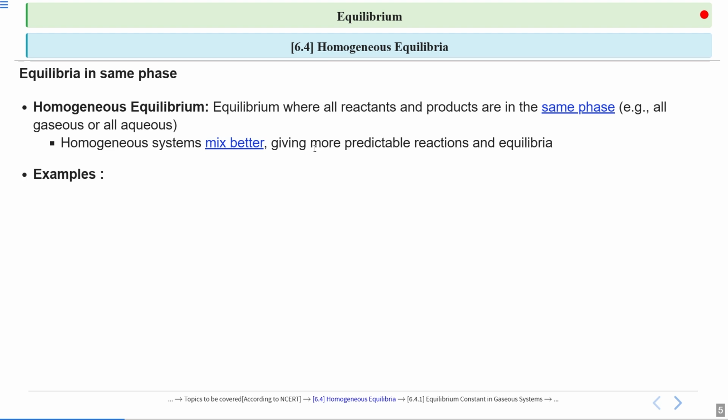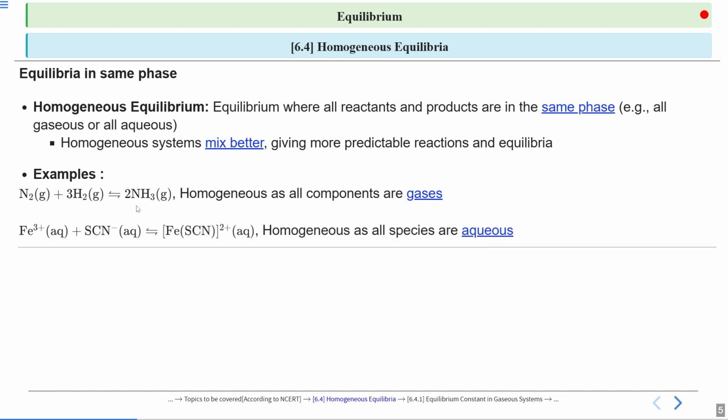What would be an example of it? Suppose we are considering the synthesis of ammonia. In this synthesis, you can see that both the nitrogen and hydrogen on the reactant side, as well as the product, ammonia, on the product side, are present in the gaseous state. It means they have the same phase, and hence the mixture will be termed a homogeneous system, and the equilibrium related to it will be a homogeneous equilibrium.